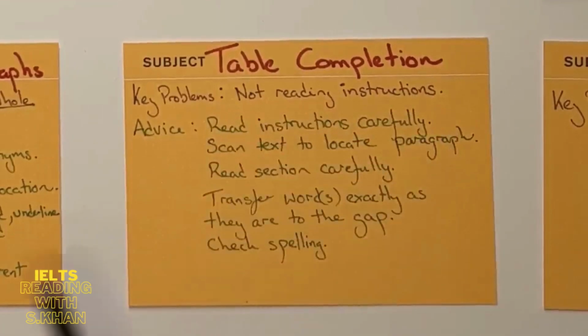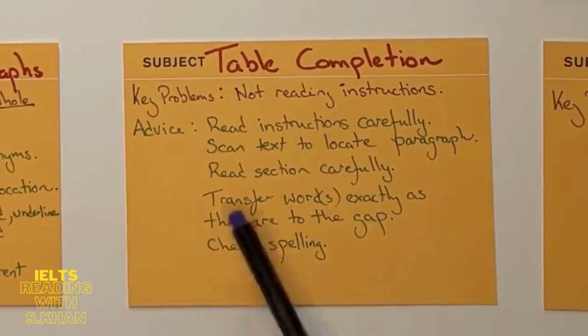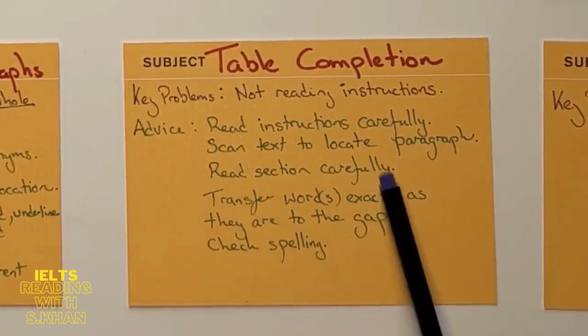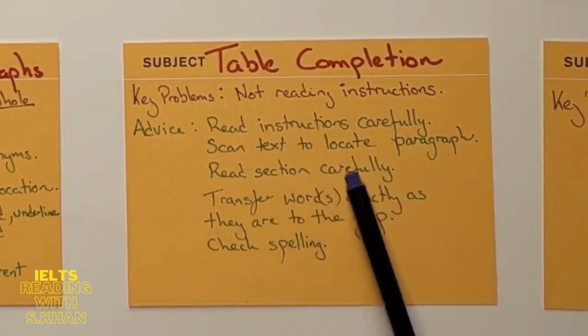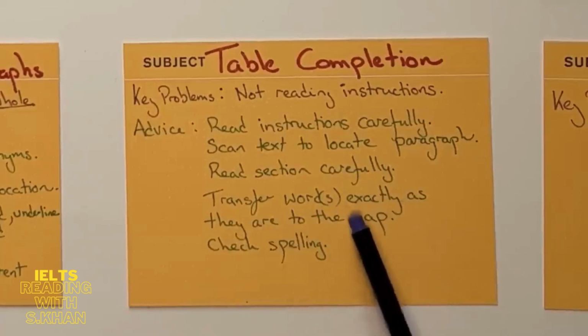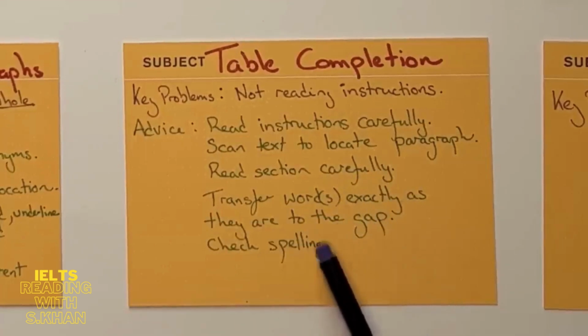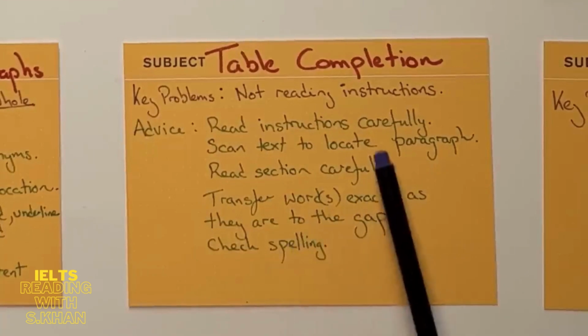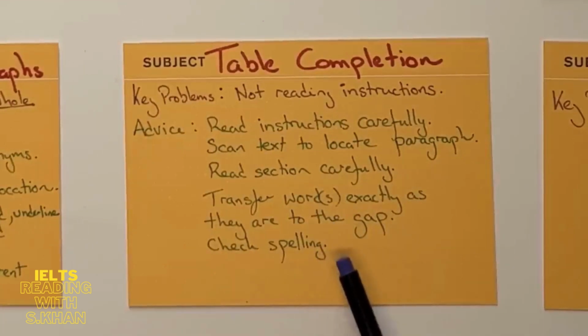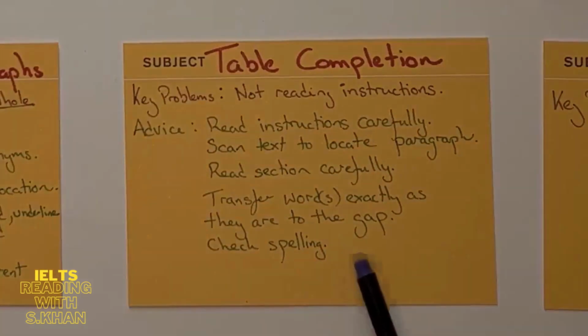So my advice for these is read the instructions carefully, scan text to locate the correct paragraph, read that section carefully, don't just skim it, read it carefully, and then transfer the words exactly as they are to the gap and check spelling. Very, very common that students find the correct answer but spell it incorrectly. There's really no excuse for this because you're copying the exact letters, but be very careful with these.